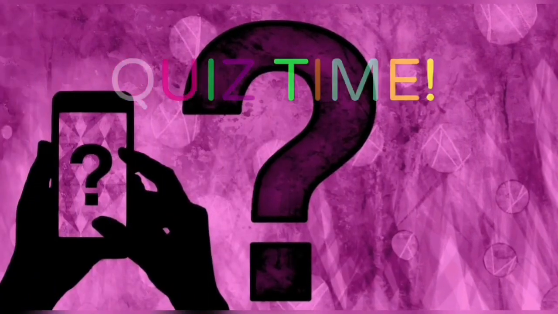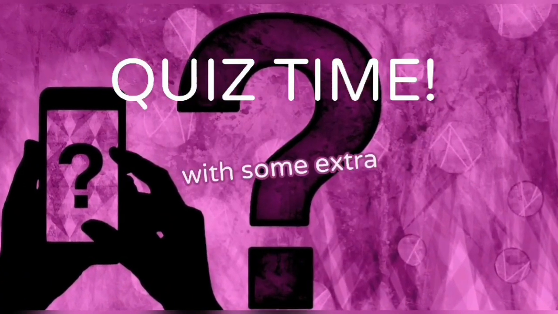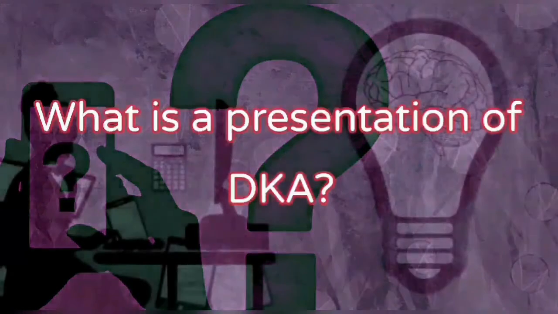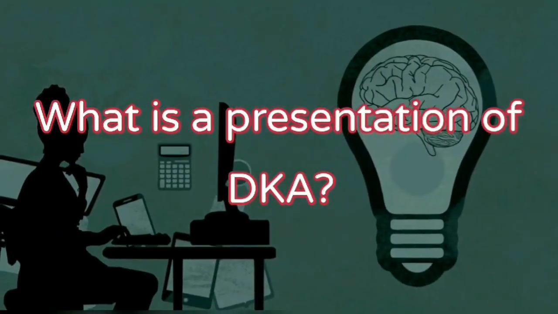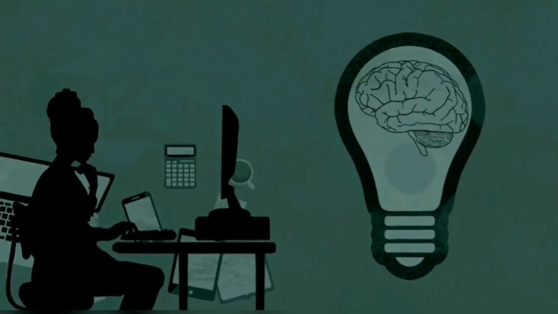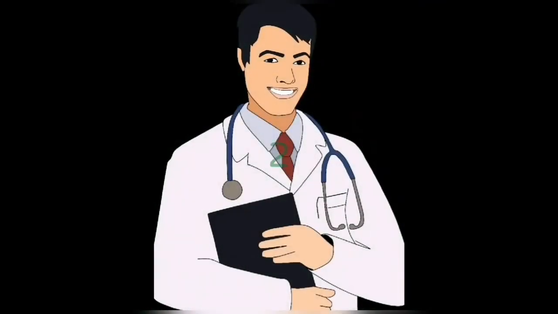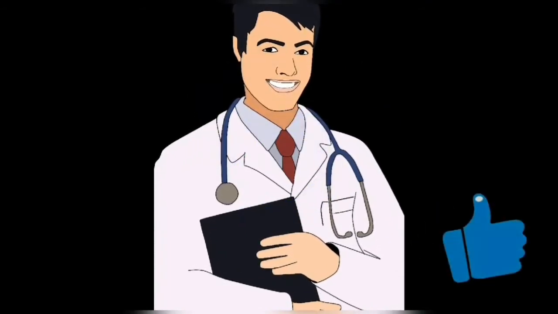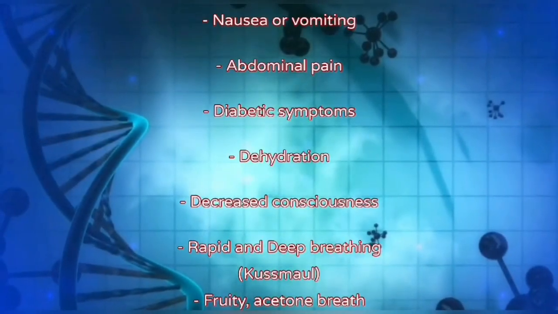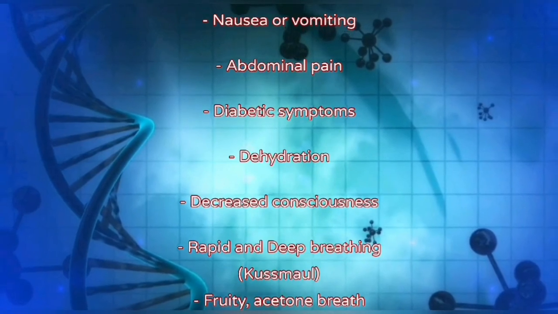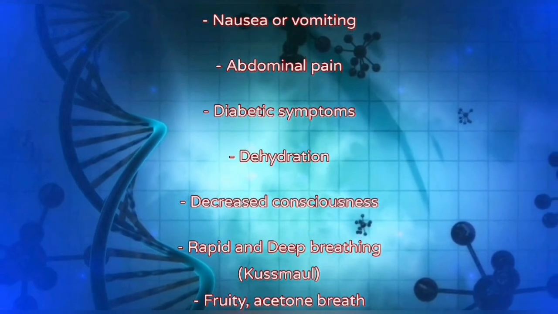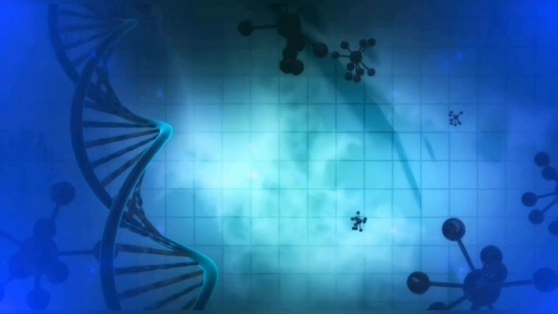And now let's get into the quiz for more in-depth clinical assessments. You'll have 5 seconds to answer the question. What is a presentation of diabetic ketoacidosis? And the answer is nausea or vomiting, abdominal pain, diabetic symptoms, dehydration, decreased consciousness, rapid and deep breathing, Kussmaul breathing, and fruity or acetone breath.